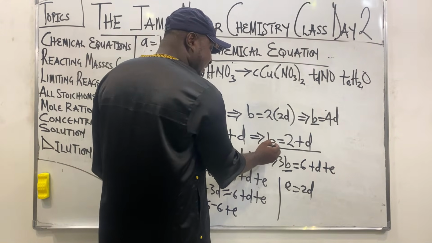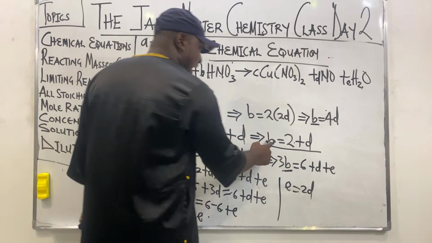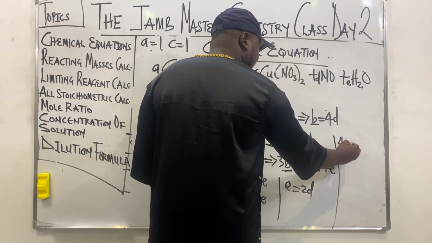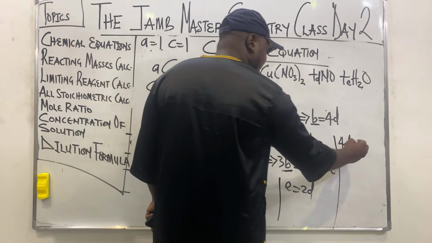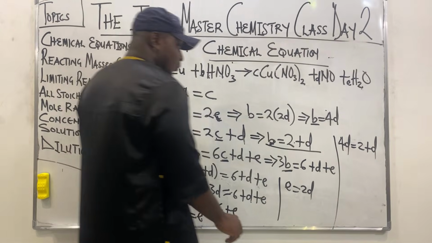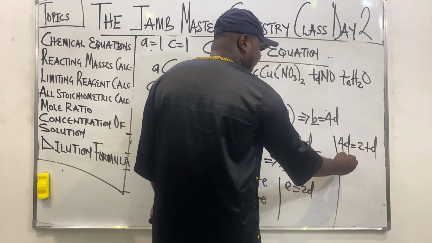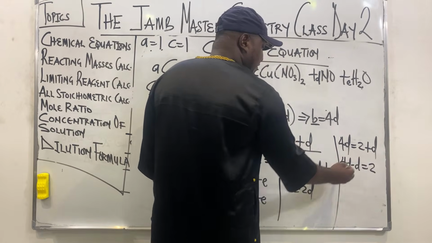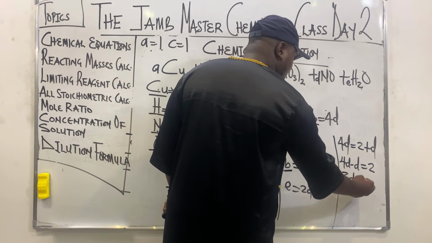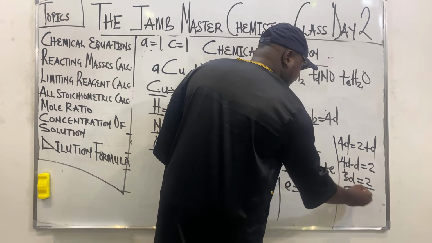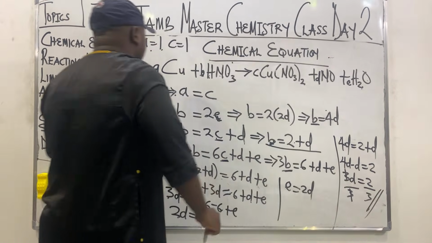It means I can replace this B with 4D. So instead of this B, I have 4D equals 2 plus D. Bring D over to this side. You have 4D minus D equals 2. 4D minus D is 3D equals 2. Divide both sides by 3. So D is 2 over 3.